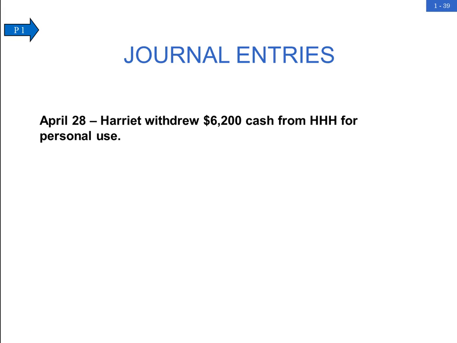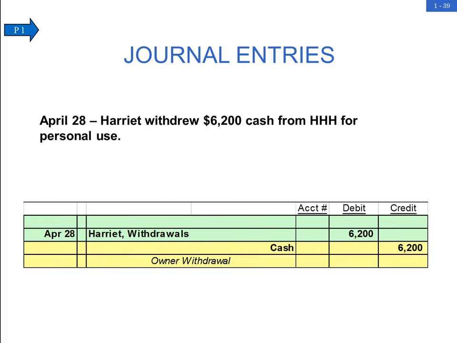This is the owner herself withdrawing cash from the company for personal use. Cash is going down, which means we'll be crediting the cash account, and the owner's withdrawals have increased, so we will be debiting those. Again, remember, after each one of these transactions, if we were to be totaling all these, our accounting equation will remain in balance.